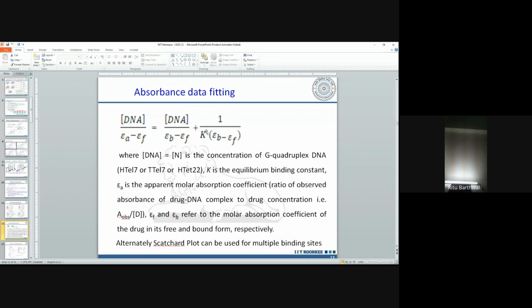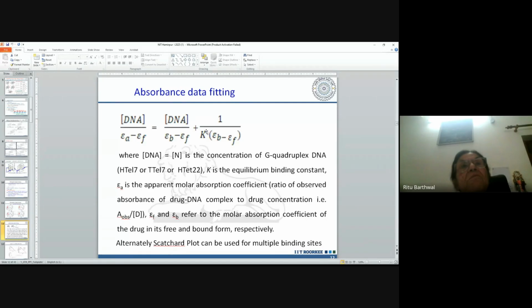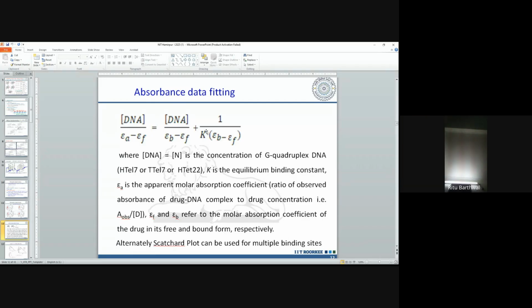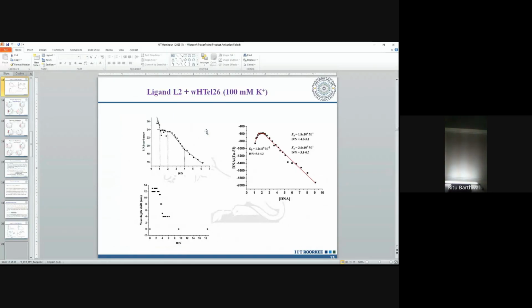Alternately, many people will use a Scatchard plot, which can be used for multiple binding sites. We do have multiple binding sites. It leads to some kind of difficulties sometimes when we have dimer binding. Okay. Next is this. This is just to show you the result.